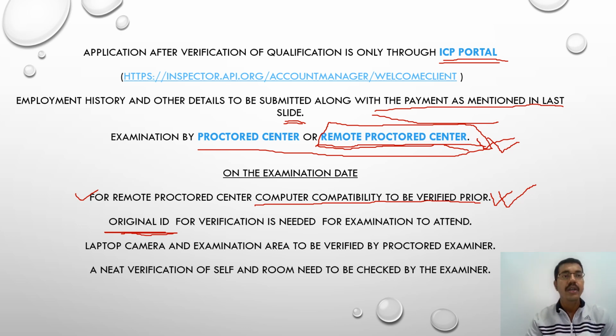They do this so that nobody is in the room. You should be sitting at a proper, neat and clean table and chair. There should be no evidence of cheating. There should be no papers, nothing on the table. Those things will be verified by the proctor. The laptop camera and examination area are verified by the proctor, so be very careful. Don't try to do any sort of cheating.